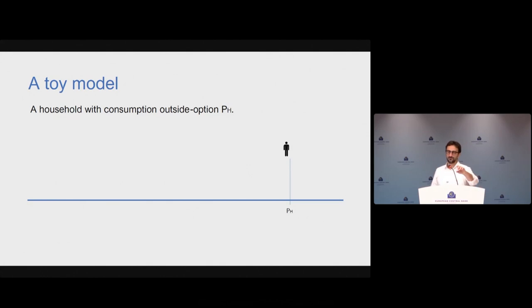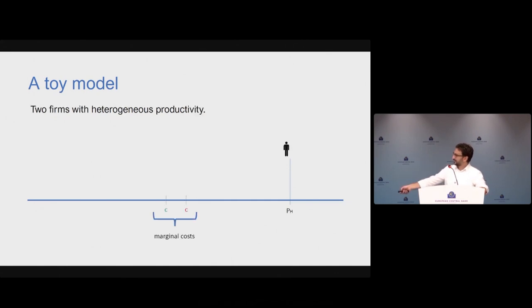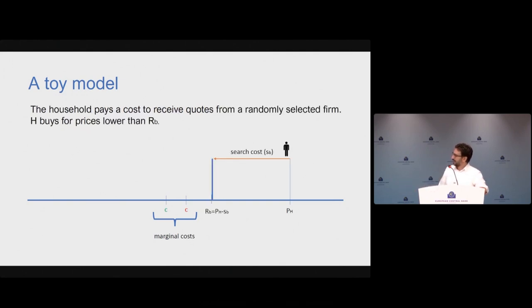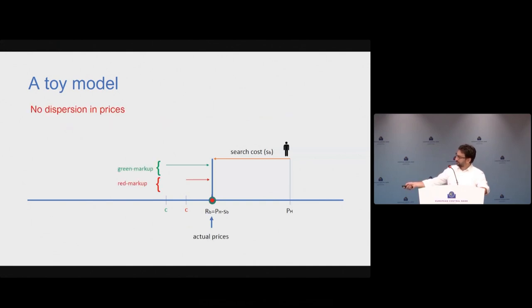Okay, let me try to give you a summary of the mechanism as I see it. So suppose there is a guy that can have consumption of price PH, and there are firms that produce the same good with different productivity. And this guy has a search cost, so he's going to accept only prices that are below that, otherwise he's going to consume this. So what is happening is that the optimal pricing is to price exactly at the reservation price, and there will be no dispersion in prices in this case. So the heterogeneity in productivity is shut down by this kind of search mechanism. So you have heterogeneous markups, but not any longer in prices, okay?